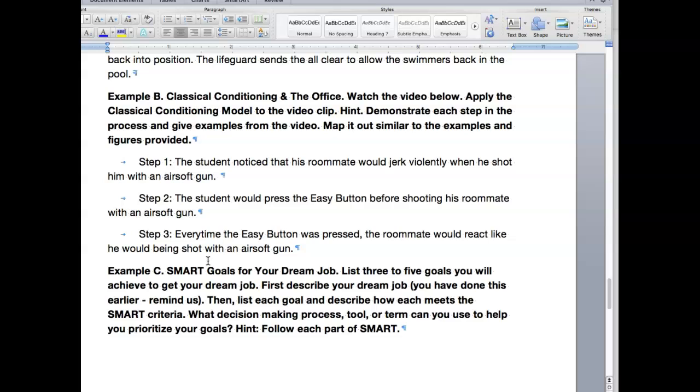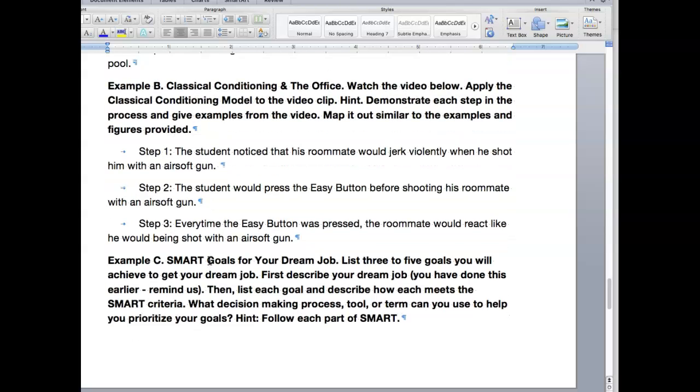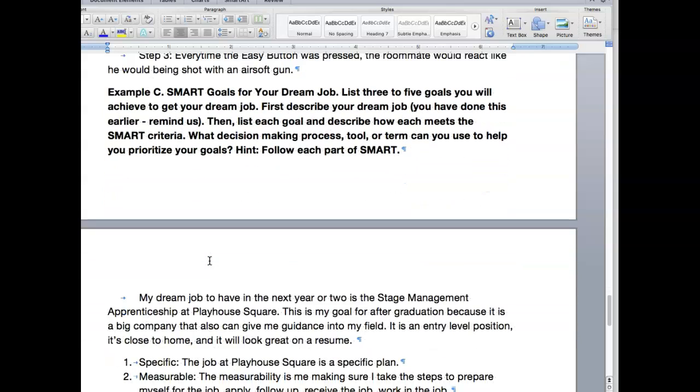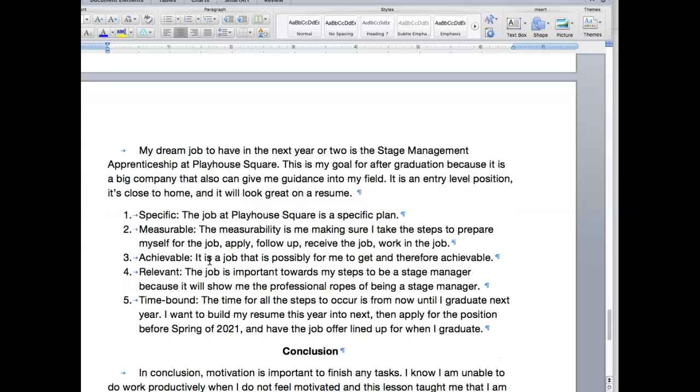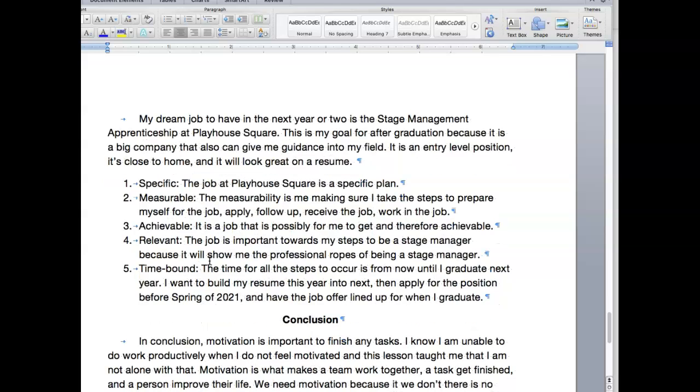with example B, and then with example C, she lists her goals and talks about how they meet the SMART criteria, and then she ends with a conclusion. So, nice job, Suzanne.